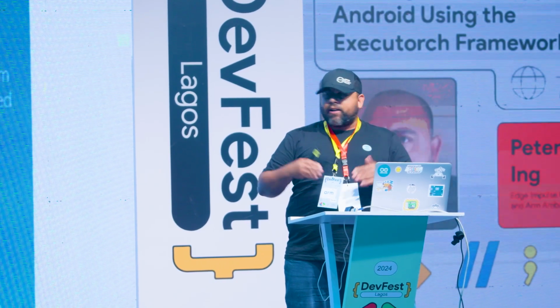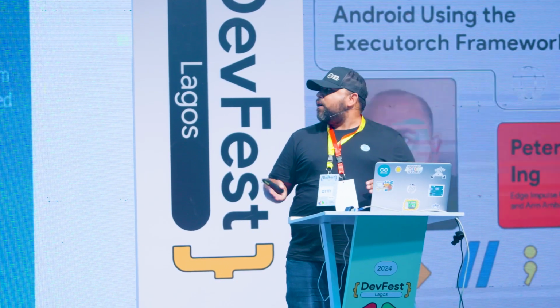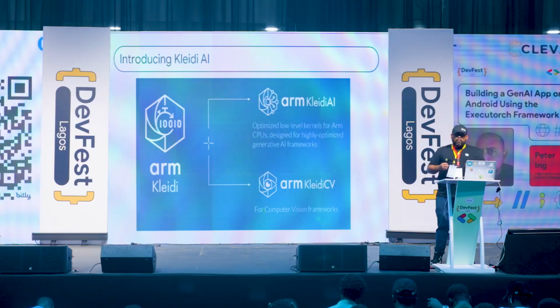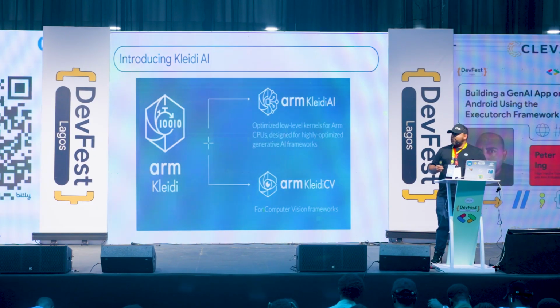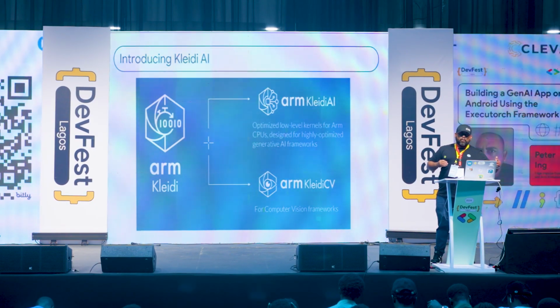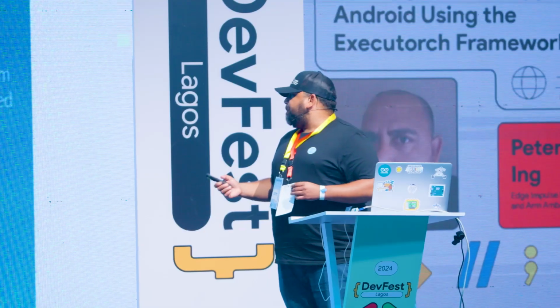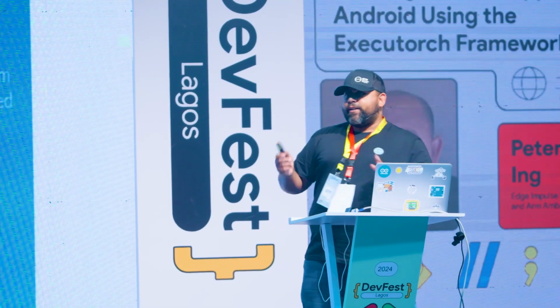So now suddenly when you're running your AI model, besides the fact that you're squashing it down, quantizing it, all that stuff, the CPU itself will give you a little bit more. It's like running a supercar versus a normal car. So, and Kleidi CV is a whole different set of libraries.